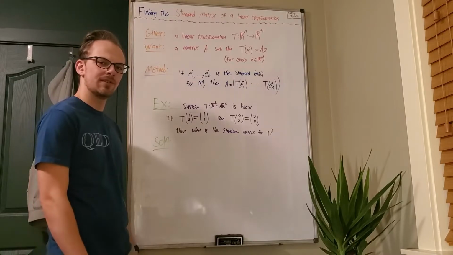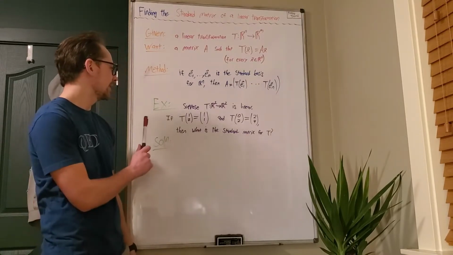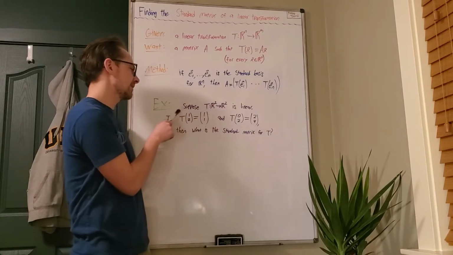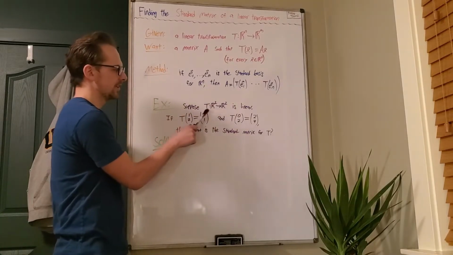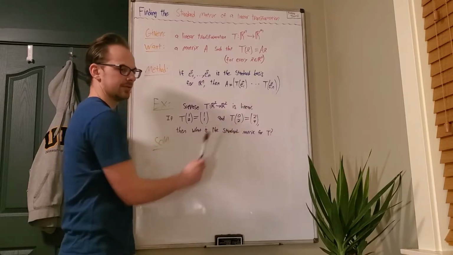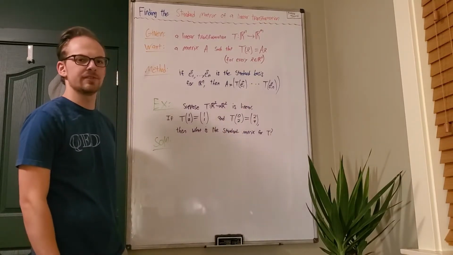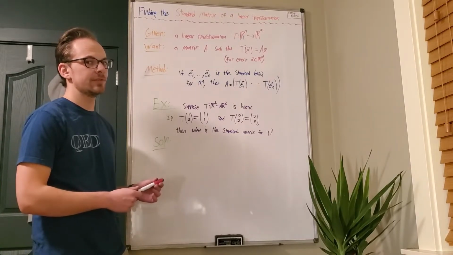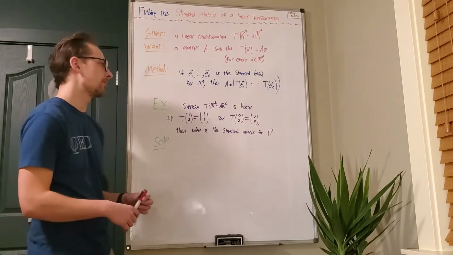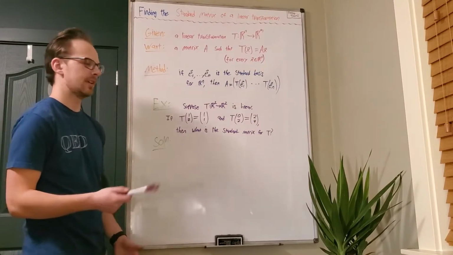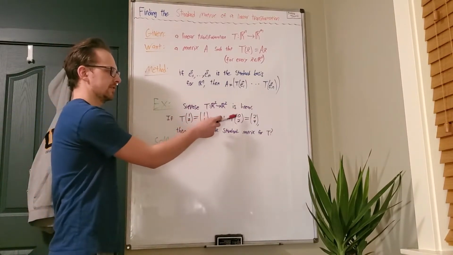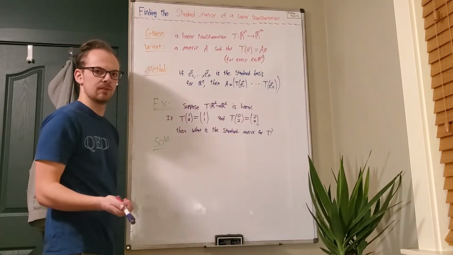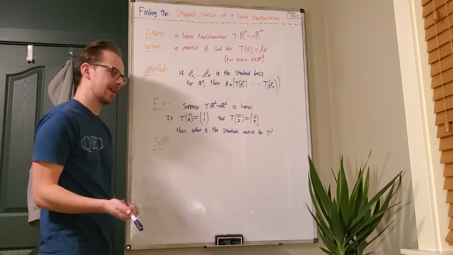All right, now for our third and final example, suppose that T mapping R2 to R2 is linear, and T of (1, 2) equals (1, 1), and T of (0, 2) is equal to (2, 4). What is the standard matrix for T? Now, this example is a little trickier than the first one we went through, because in the first one we were literally just given what T of (1, 0) and T of (0, 1) were equal to, so we could directly use our method because we knew what the standard basis vectors for R2 were mapped to.